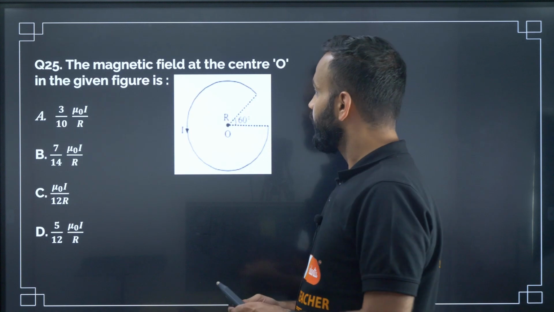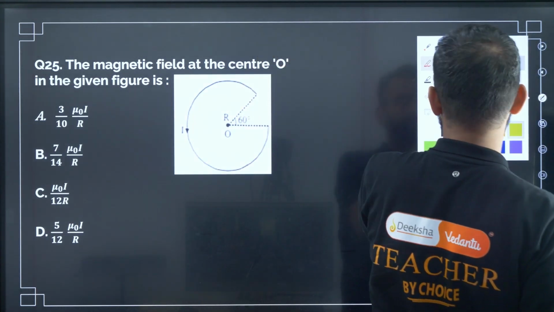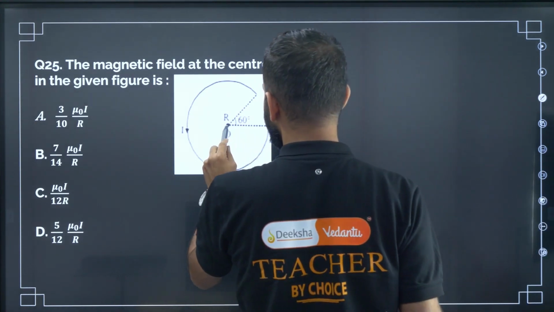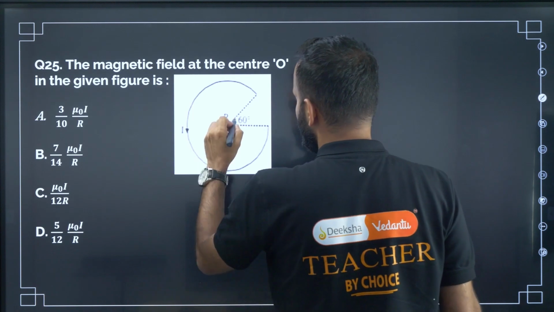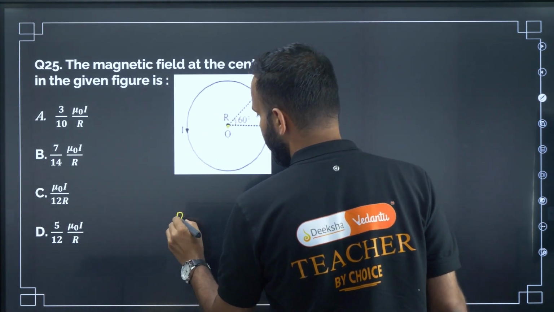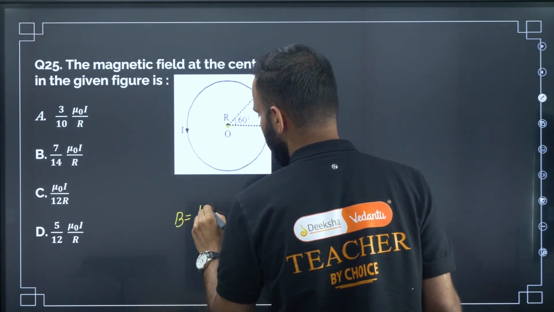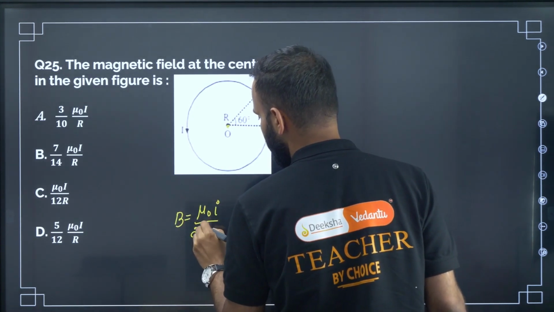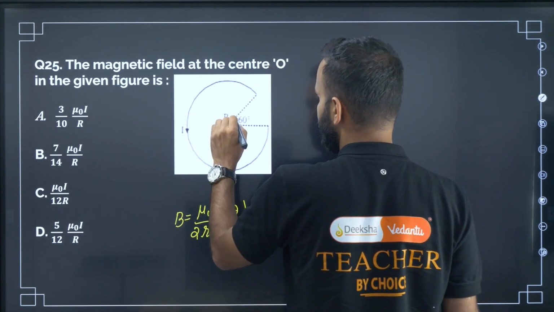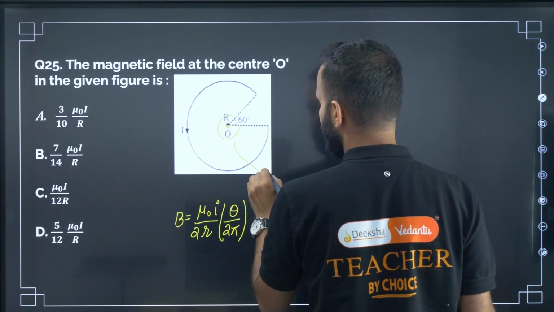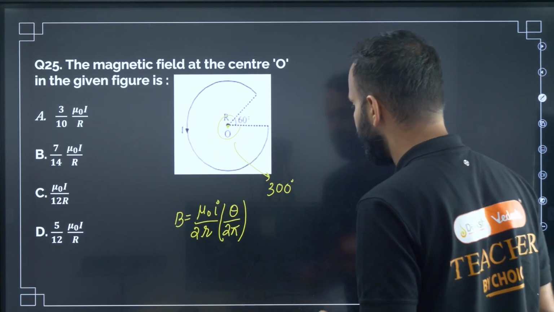Question number 25. The magnetic field at the center O in the given figure is. So we need to find the magnetic field at the center O. This is the given figure, right? Here the magnetic field at the center O due to the circular arc is mu naught I divided by 2r into theta divided by 2 pi, right? So what is the value of theta? Here the value of theta is 300 degree. 360 minus 60, 300 degree, isn't it?